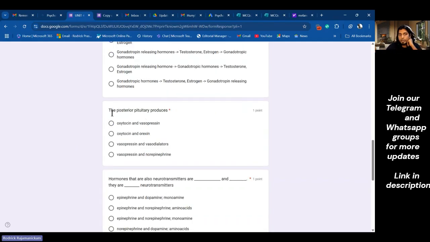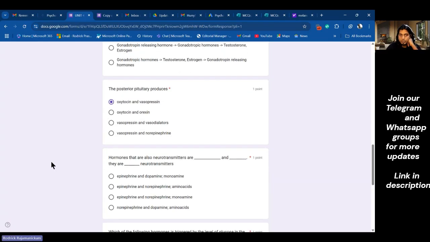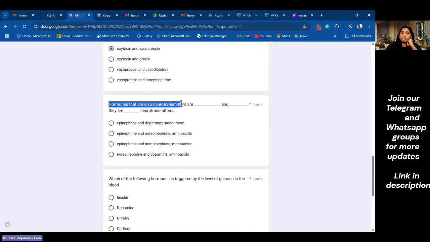For the posterior pituitary, we already saw oxytocin and vasopressin. They're both from the posterior. Anterior is for the tropic hormones. Hormones that are also neurotransmitters: epinephrine and norepinephrine are also considered hormones. Some people even say dopamine is, but it's not a hormone, it's mostly a neurotransmitter. Epinephrine and norepinephrine are neurotransmitters, but they're not amino acids, they're monoamines.